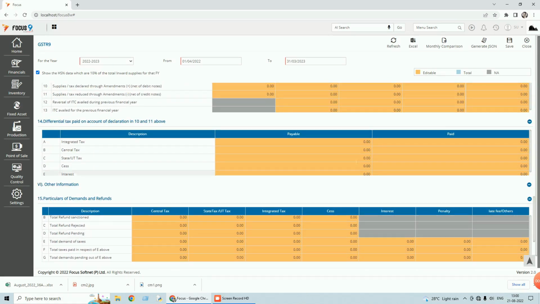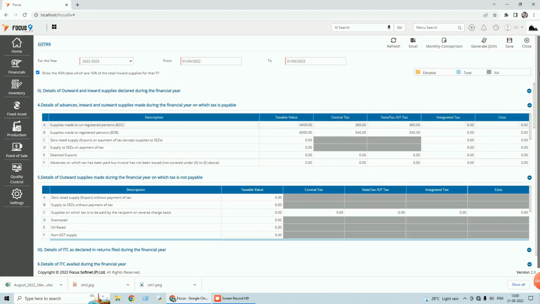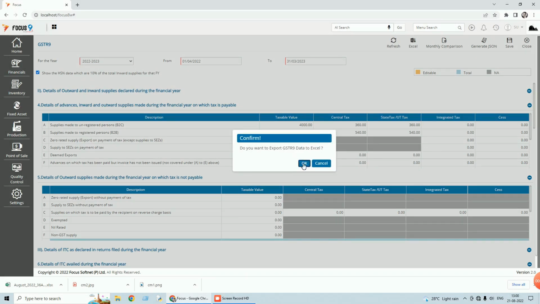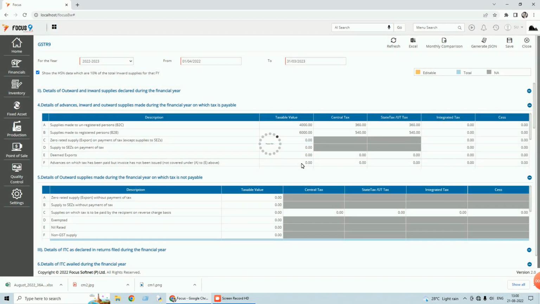You can go through this. This is as per the government statutory norms. Here also you have export to Excel option, as well as even generate JSON file, and one more option you have, monthly comparison. If you want to do any monthly comparison, yes, you can do the monthly comparison also.